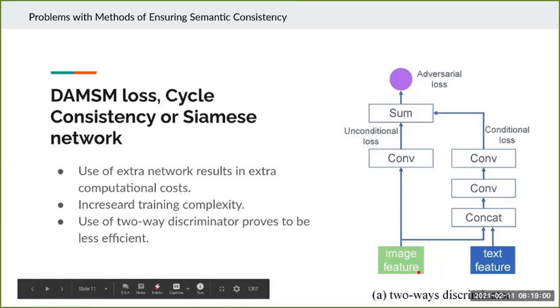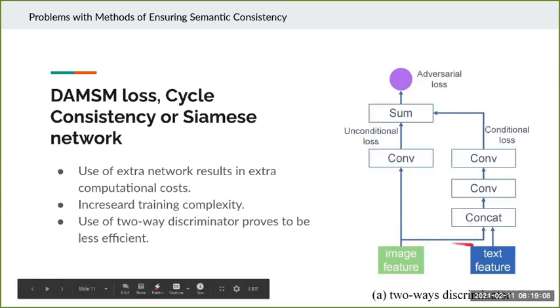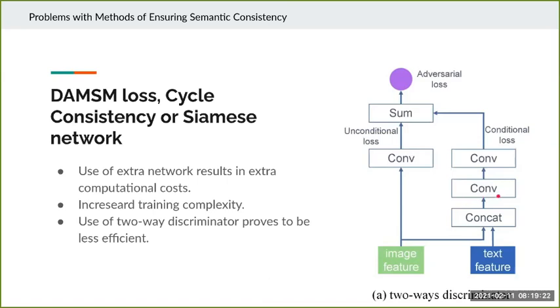First, to see how good or bad the image is, we find the unconditional loss here by passing it through some convolutional layers. And then we combine this image feature along with the textual features to see how consistent they are with each other. So they are concatenated again, which is a very naive approach as the paper says. And then there are some convolutional blocks, and then this conditional loss is obtained. And then finally, the conditional and unconditional loss are added together to find the final adversarial loss. We'll see what the problem with this adversarial loss is in detail in a later slide as well.